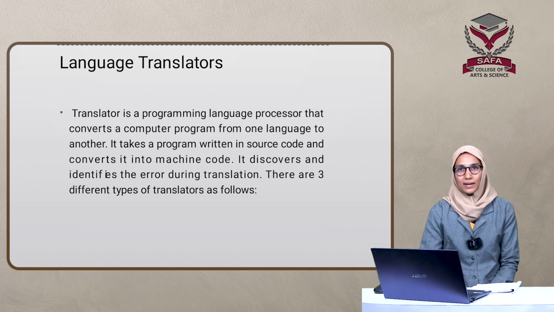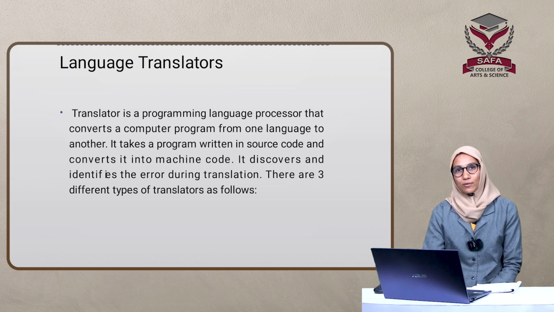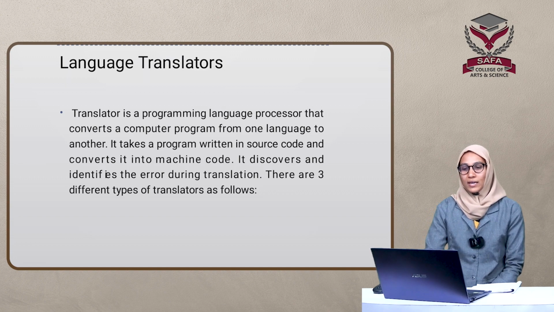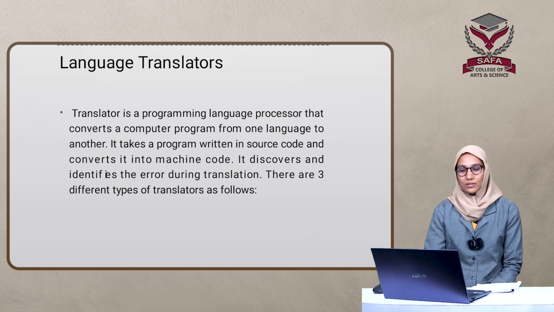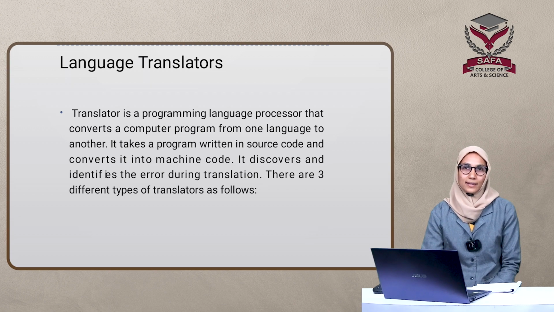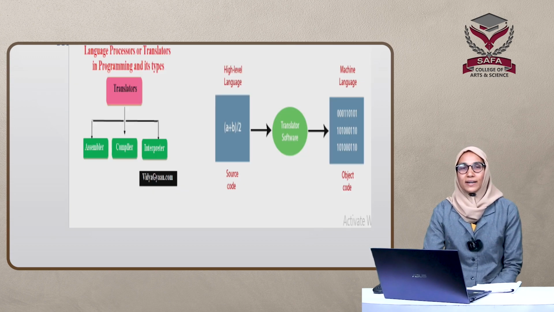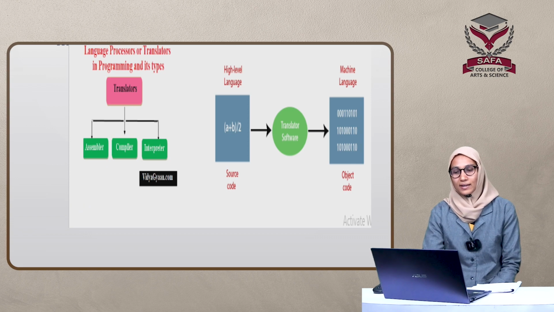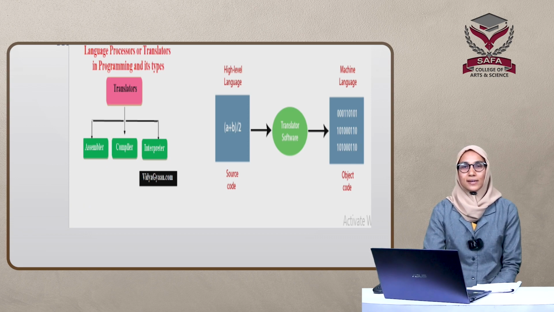A translator is a programming language processor that converts a computer program from one language to another, assembly to machine or high-level to machine language. It takes a program written as source code and converts it into object code or machine code. There are three types of language translators: first one, assembler; second one, compiler; and third one is interpreter.